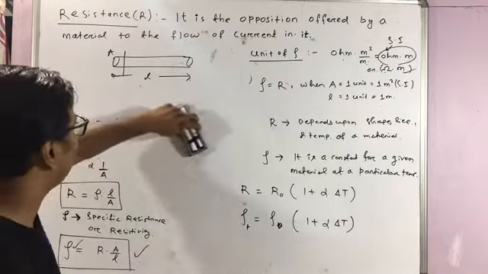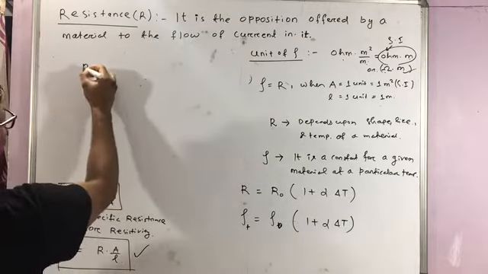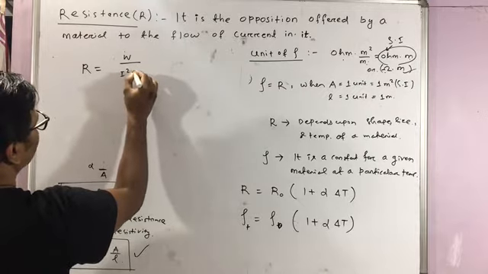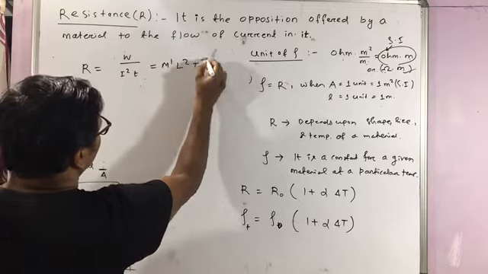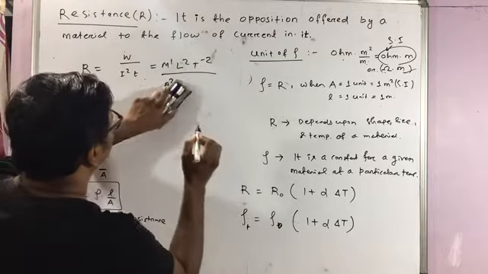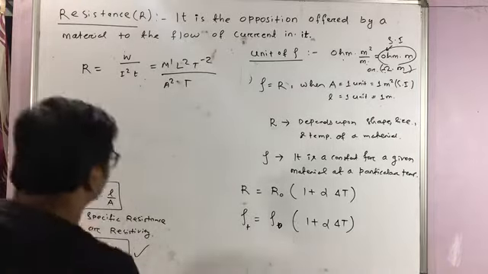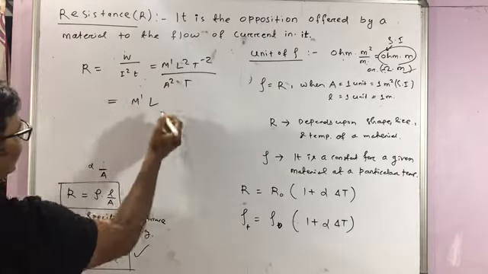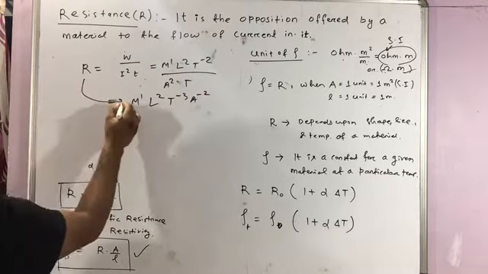Now we can find the dimension. The dimension of R, what we have found, is W by I square T, which is M1 L2 T minus 2 by A square, I is equal to A square, and T is T here. So in that case you can find the dimension, which is M1 L2 T minus 3 A minus 2, the dimension of your resistance.